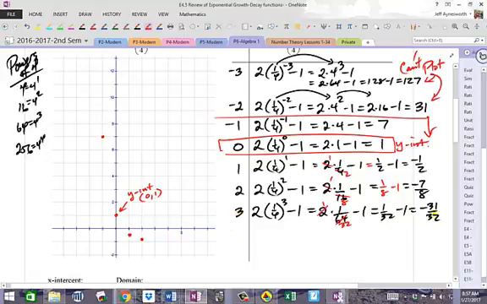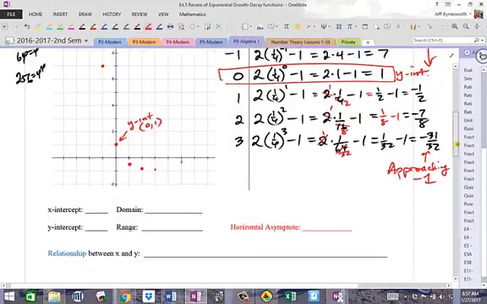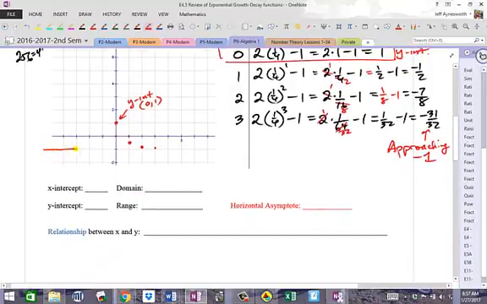This approaching right here, these are approaching negative 1. Never get there, but they're approaching negative 1. So we're going to go right 3, down almost 1. Not negative 1, not exactly down 1. This will never be negative 1. It approaches negative 1, as you can tell, and that means we have an asymptote. So let's draw your horizontal asymptote here at negative 1.